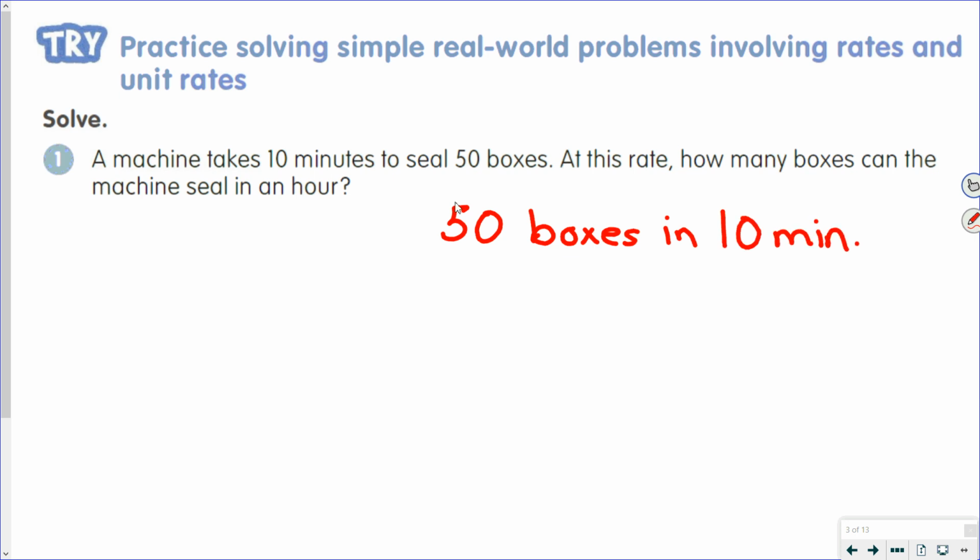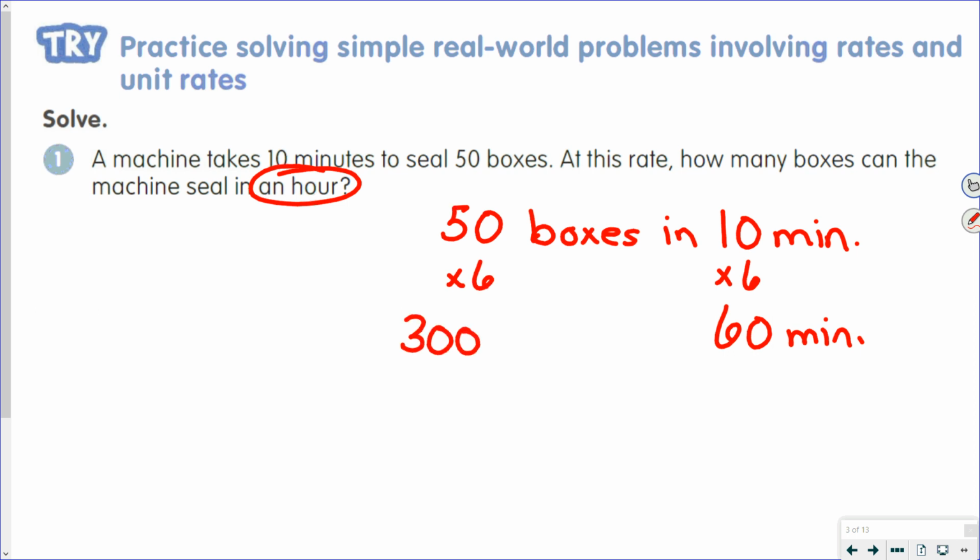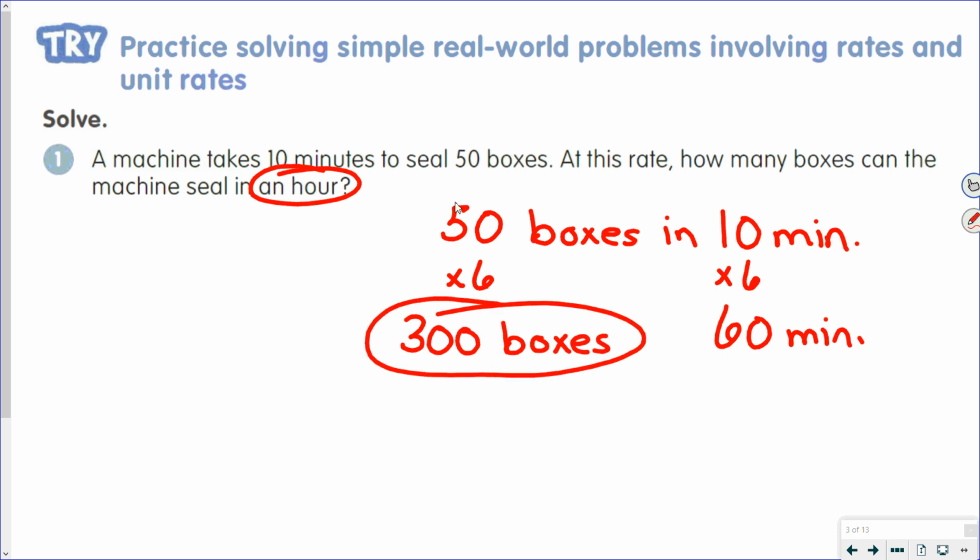And once again, we're going to an hour. And as we established in the last question, we should know that an hour is 60 minutes. So to get from 10 minutes to 60 minutes, you have to multiply by 6, which means you have to multiply the 50 by 6. 50 times 6 is 300. So we should have an answer of 300 boxes.